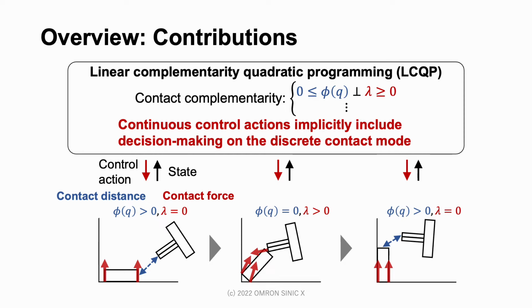By solving an optimization problem subject to such kinds of complementarity constraints, we can realize simultaneous decision-making on the contact modes and continuous control actions. However, this optimization is hard to solve in general. Our contribution is a set of formulations that realizes the fast and robust optimization.